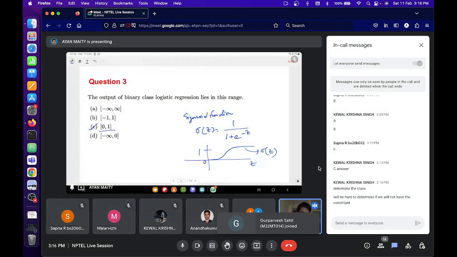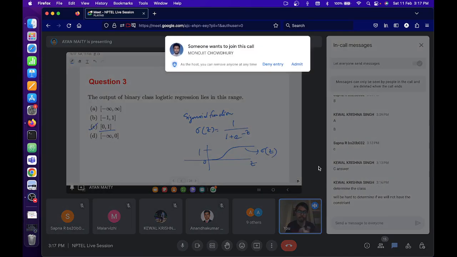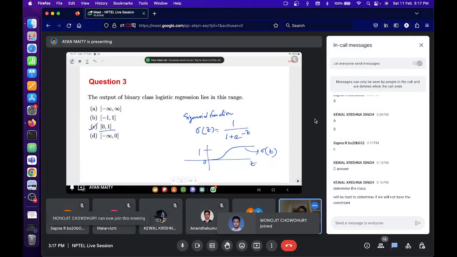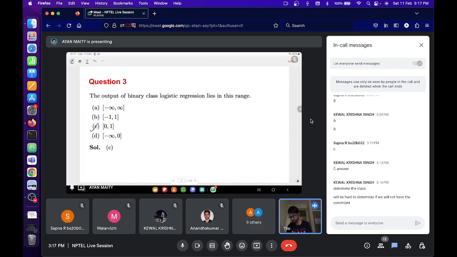So Cable has written, determining the class will be hard if we do not have the constants. Yeah, that is the thing. In linear regression, we don't have any such function applied on the output. It is just the summation of the multiplication of coefficients and the input features. But in logistic regression, we have to restrict the data within a given range, otherwise we will not be able to determine the class. That is the right interpretation of it. So C is the right answer, as I've already told.